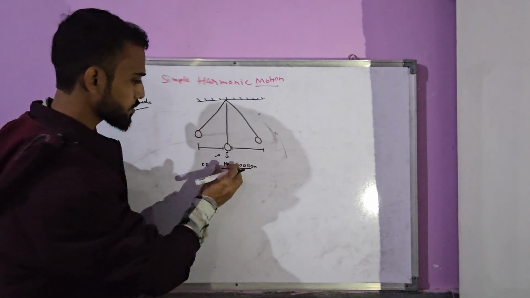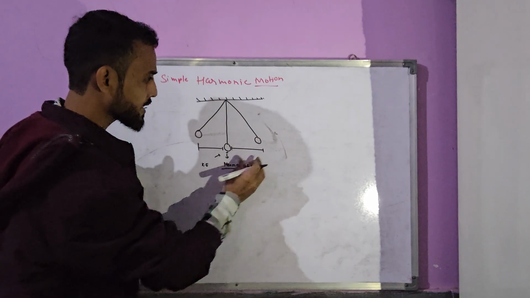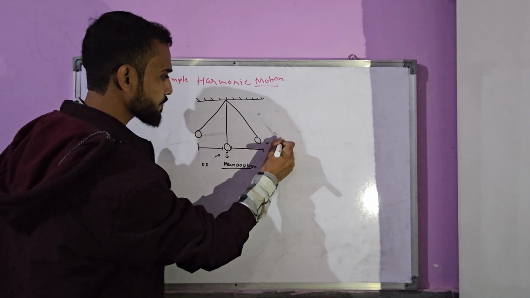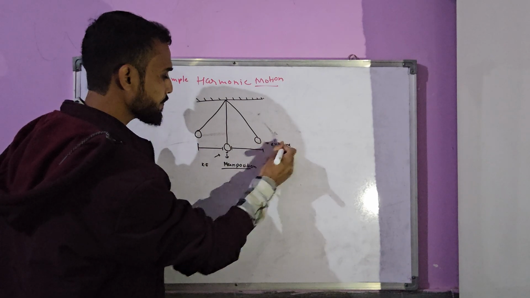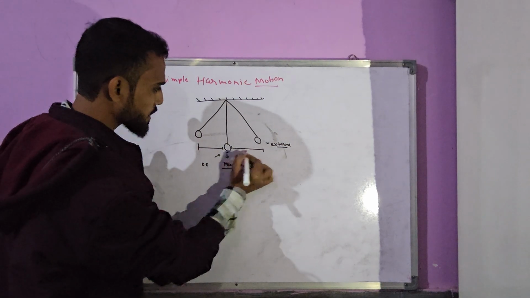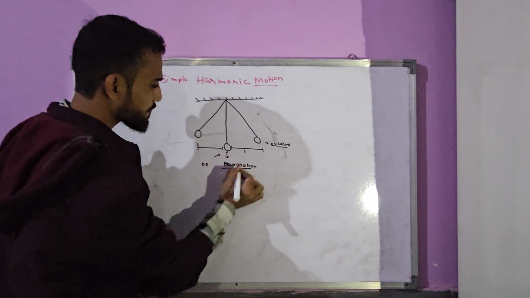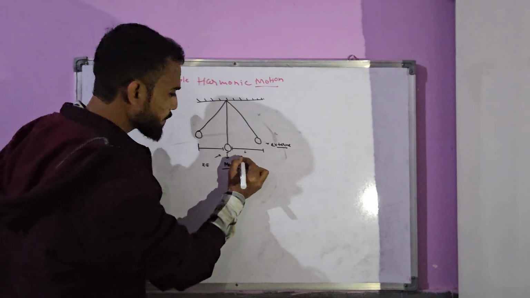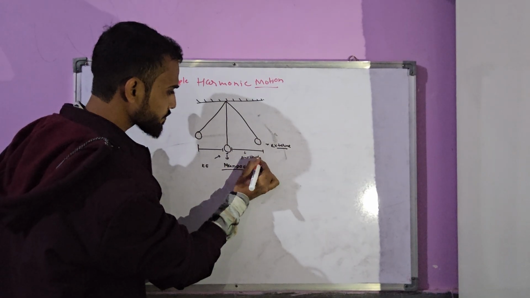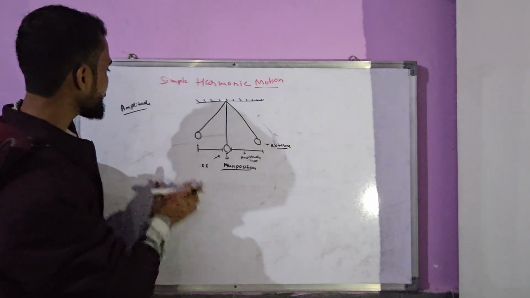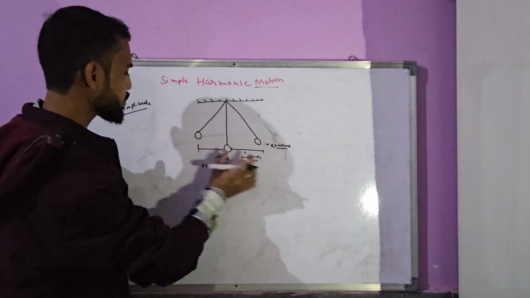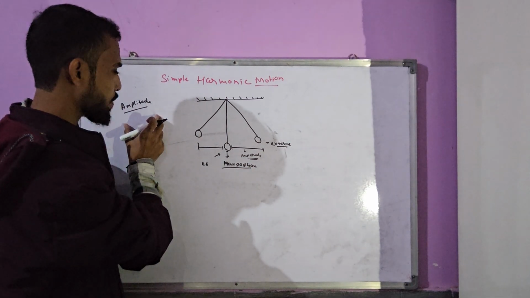Now this position is called the mean position and this position is called the extreme position, where the bob will come to rest and start moving toward the mean position also. So from mean position to extreme position, this displacement is called amplitude. So amplitude is nothing but the displacement from mean position to extreme position.